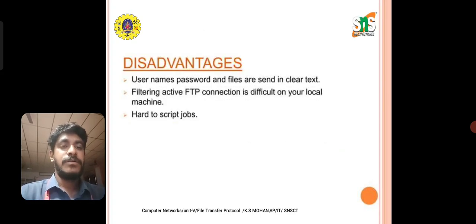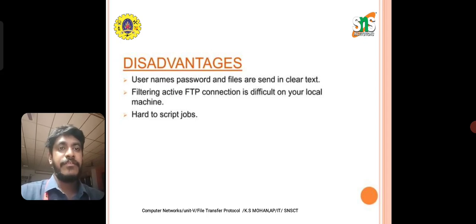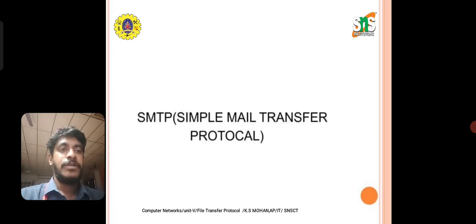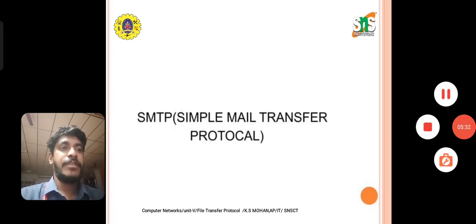There are also some disadvantages of using FTP. Username, password, and files are sent in clear text. Filtering active FTP connections is difficult on your local machine. It is also hard to script jobs. So this is about FTP.